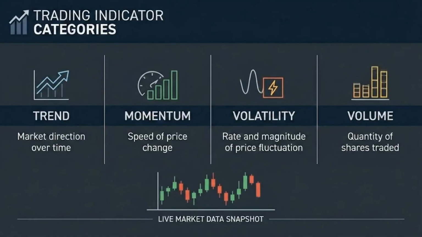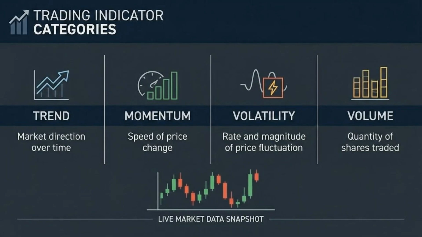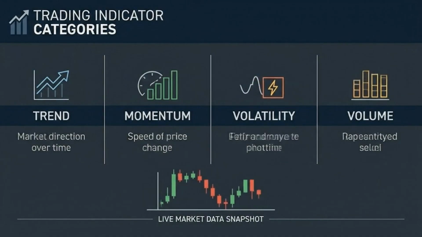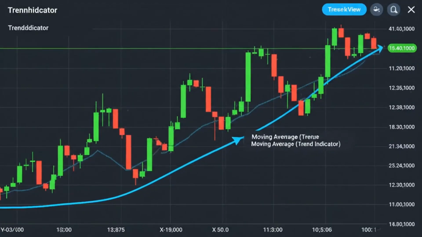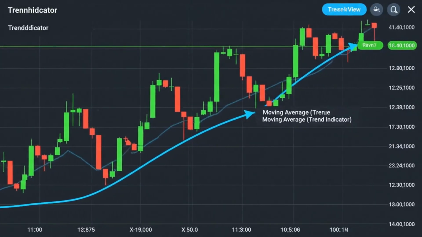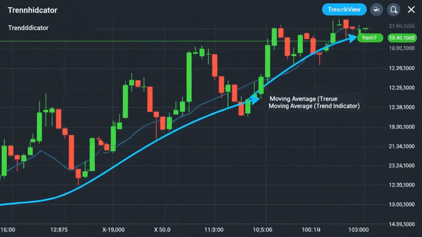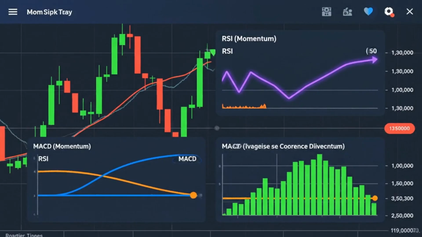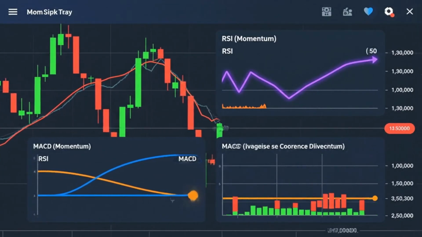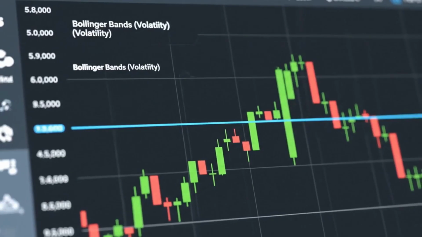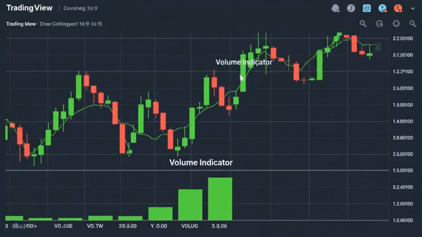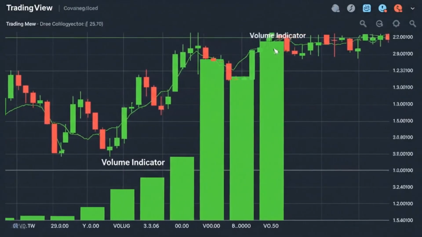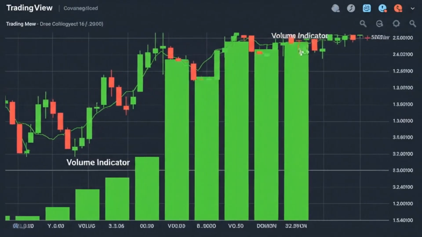Now let's quickly understand indicator categories. Most indicators fall into four main groups. Trend indicators, these help identify direction. Example, moving averages. Momentum indicators, these measure strength. Example, RSI, MACD. Volatility indicators, these show expansion and contraction. Example, Bollinger Bands. Volume indicators, these show participation and confirmation. AI indicators can belong to any of these categories, but with adaptive behavior.